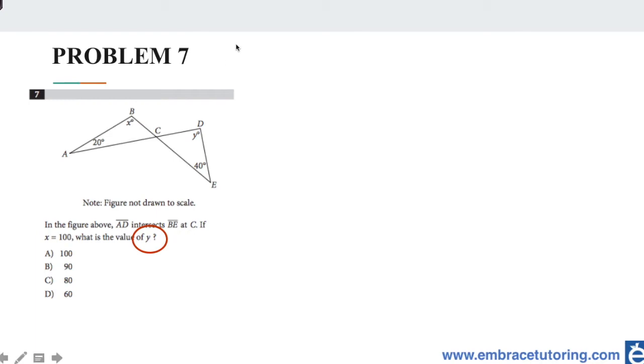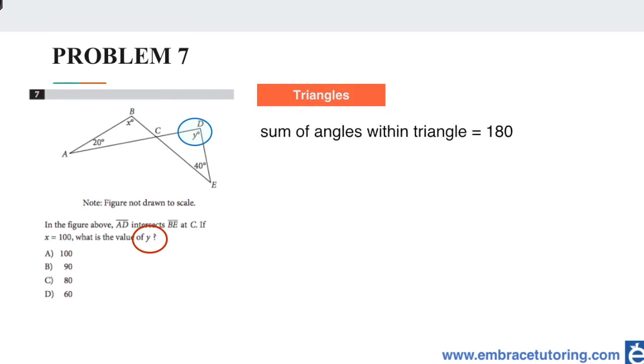Now, the first thing I want to target is where y is, so that I know what I need to work towards. Then I want to quickly understand where x is, and what they are asking me to do. Well, these are triangle problems, and one of the major rules of triangles is that the sum of the angles within a triangle is going to be 180 overall. And my sum here, referring to the first triangle, for angle A plus angle B plus angle C is going to be 180 degrees.